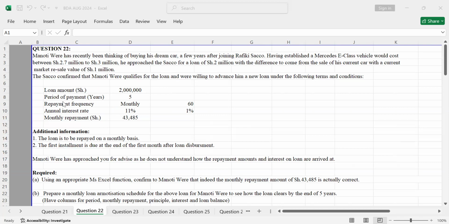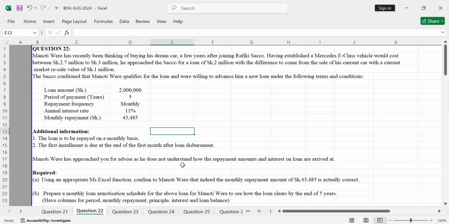Loan amount 2 million. Period, he pays in 5 years. Repayment frequency should be monthly. I think these ones were not given. So repayment period is monthly. Annual interest rate is 11%. Then we also have what we call the monthly repayment, which is the installment payment. The loan should be repaid on a monthly basis. First installment is due at the end of the first month after loan disbursement.